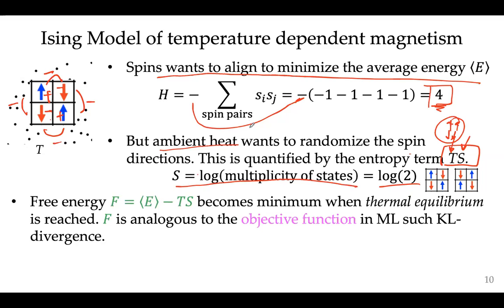So again, you don't just minimize the energy, you also try to maximize the entropy. That's, by definition, the free energy. By minimizing free energy, you try to minimize the energy and maximize the entropy. So it becomes minimum when thermal equilibrium is reached. Free energy is analogous to the objective function in machine learning, such as KL divergence.